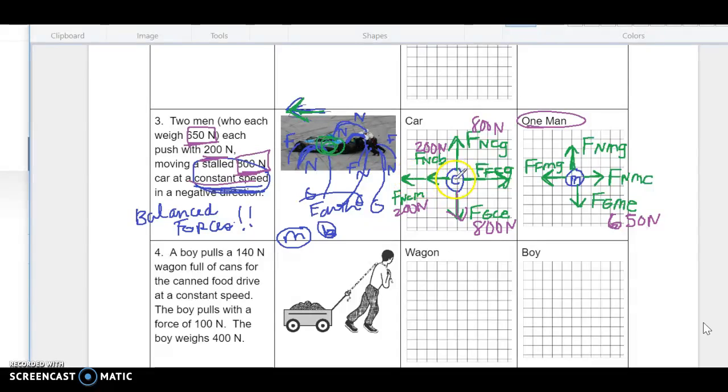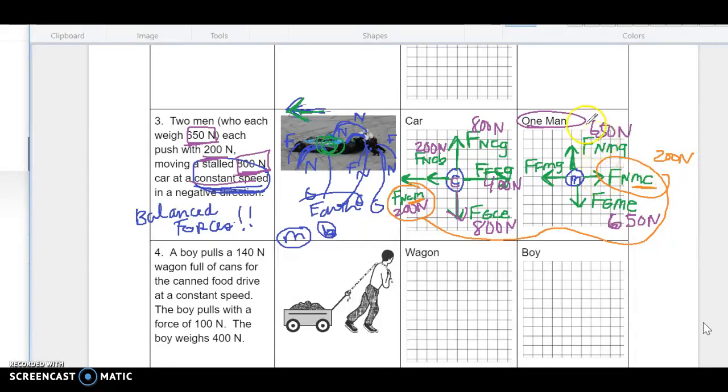Then to the left on the car, I see 200 and 200, which is a total of 400, which means the friction is going to have to be 400. Now everything is balanced. Let's look at the man. If there's 650 down, there has to be 650 up from the ground. Now I don't know anything else, so I have to look for the pair. MC is my two objects here, so I look for this one. See, CM right here. That's going to pair with this one, MC. So that's also 200 newtons.